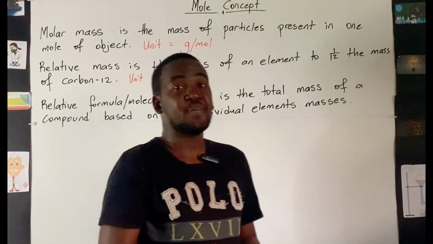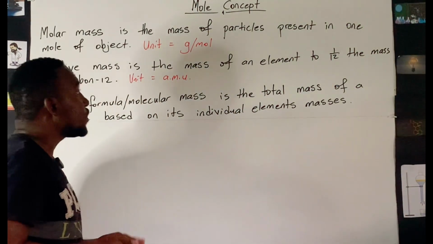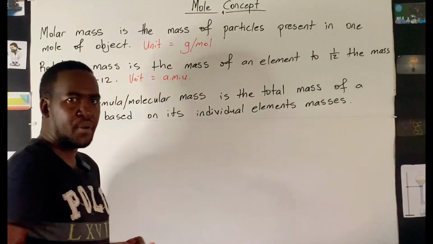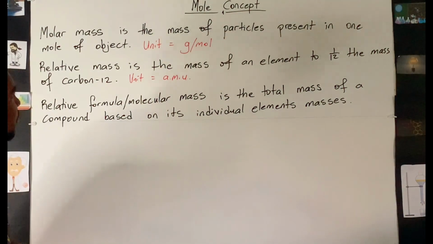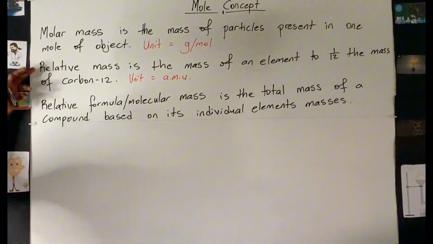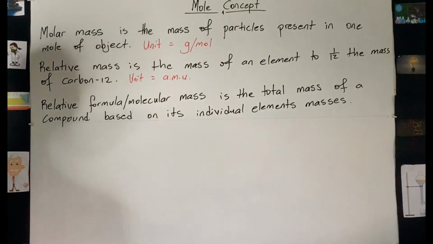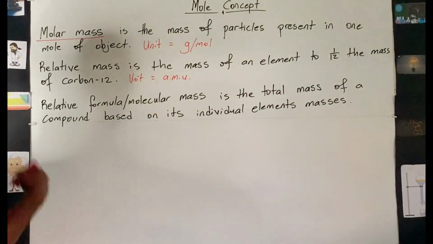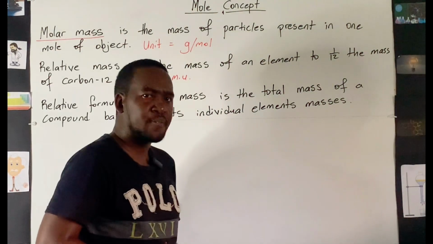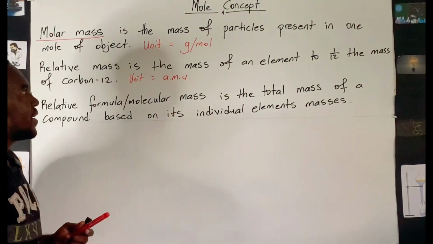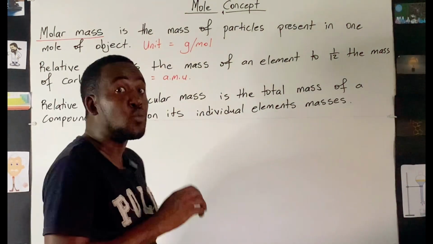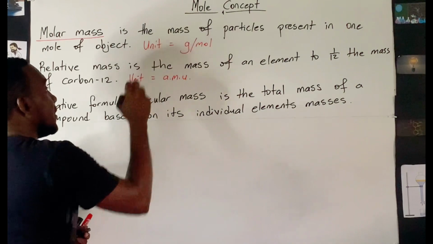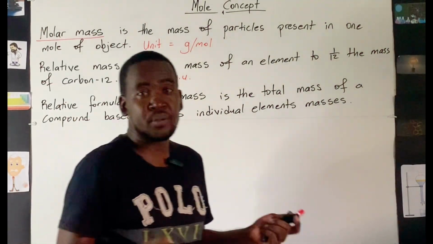Now, the mole concept is going to be, as I said before, broken down into different parts. Now, in today's lesson, we're going to look at these three terms. Now, the first term is the molar mass. And the molar mass just tells us that if we have a substance and its value is 1 mole, then it is how much mass is present in that 1 mole of the substance.